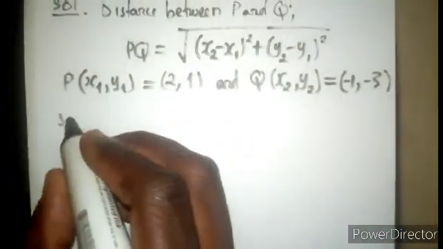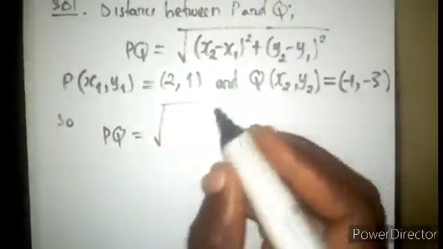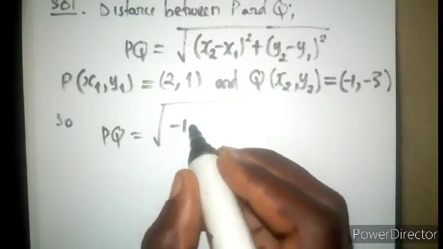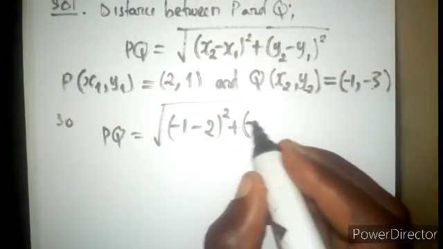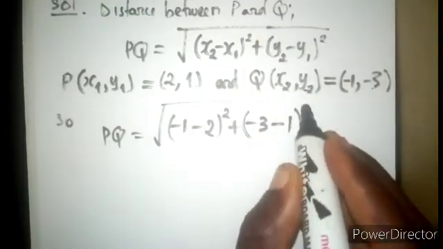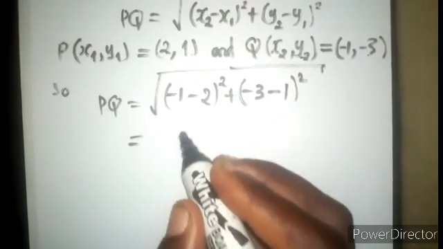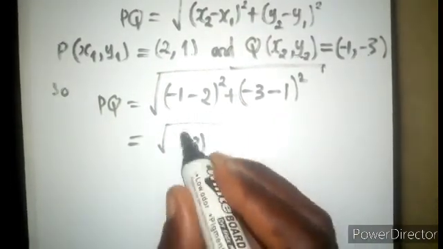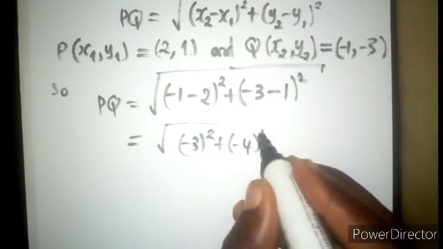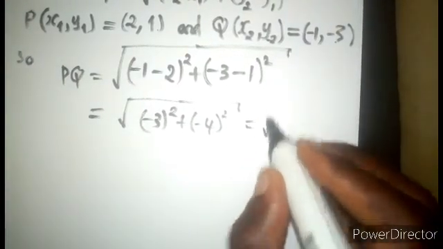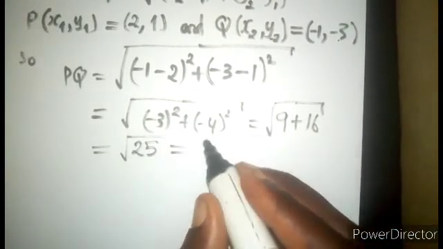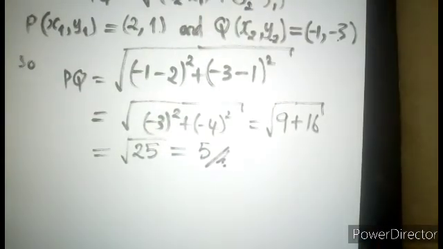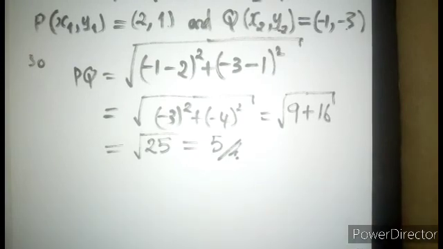So PQ is simply the square root of x2, that's -1 minus x1, 2, squared plus y2, that's -3 minus y1, which is 1, squared. Therefore, you have the square root of -3 squared plus -4 squared, and this is exactly the square root of 9 plus 16, which is the square root of 25, and this clearly is what? 5. So the distance between P and Q is exactly 5 units.